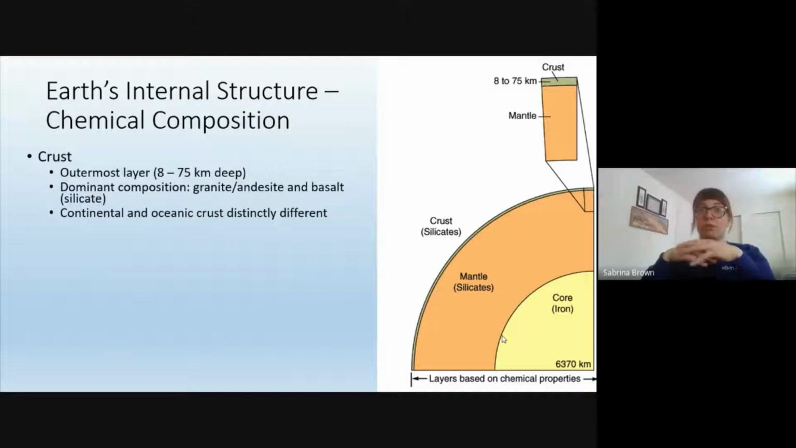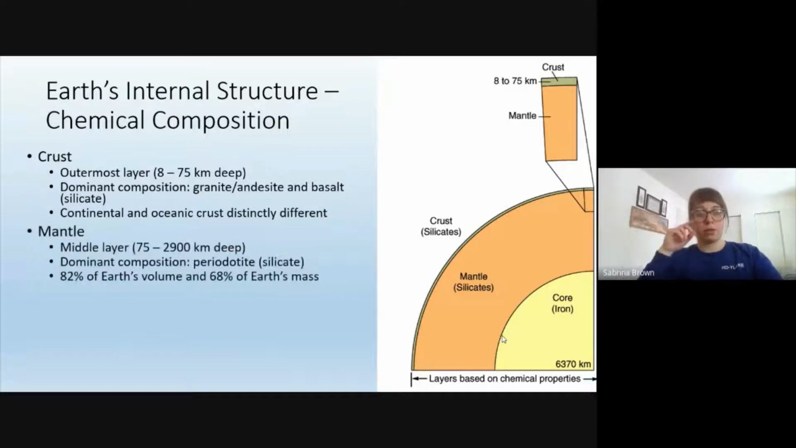Additionally, a lot of continental crust, right, is thicker. So, right, continental, oceanic crust are distinctly different. We will talk about the differences between continental and oceanic crust again later in this semester when we focus more on ocean processes.